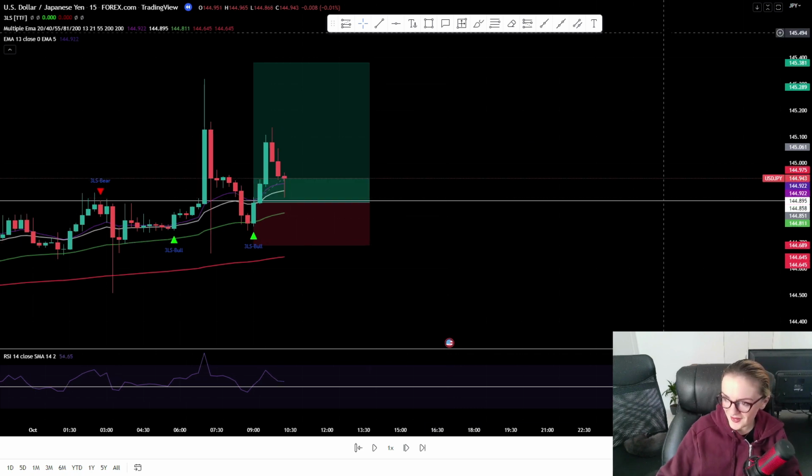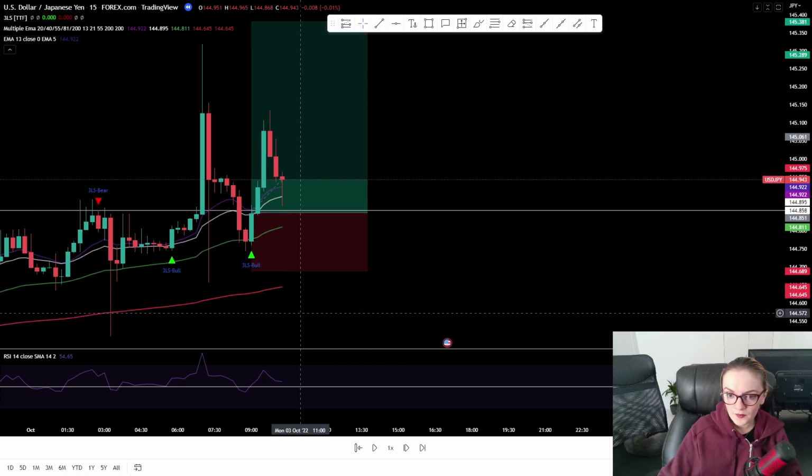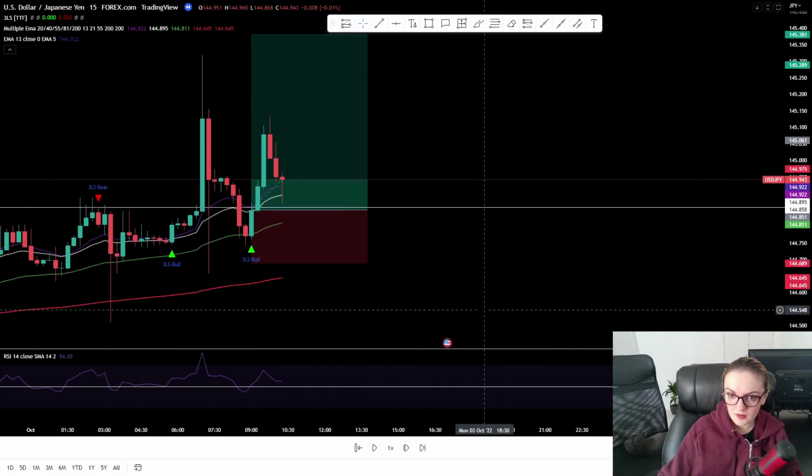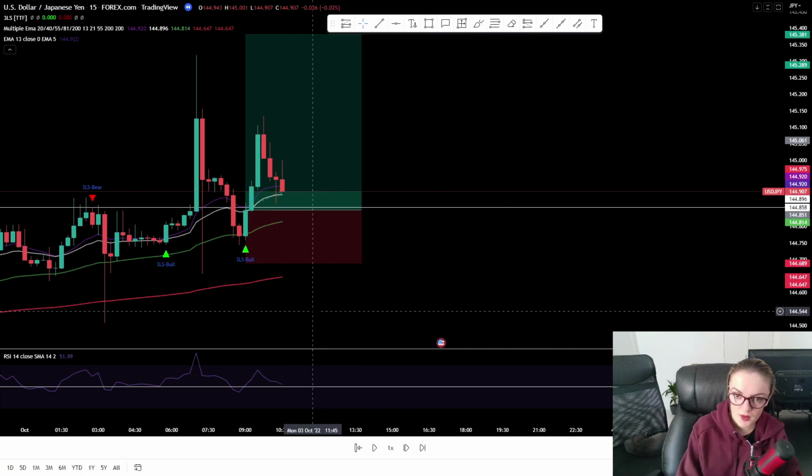Alright, this is exactly what I was talking about. So yeah, we are still in this position, and again, this is why you need to leave a buffer between the 21 EMA and your stop loss.